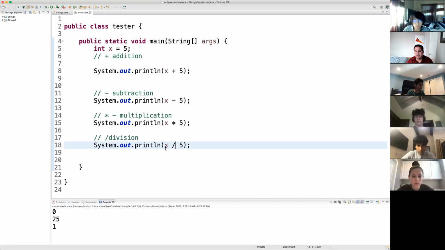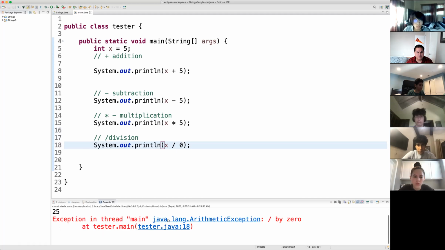So let's discuss the division very quickly because division has a little bit more involved with it, as you probably all know. With division, if I divide by 0, I get an arithmetic exception error, you need to know this. It's basically a mathematical error. The only time you generally ever encounter this is if you divide by 0.